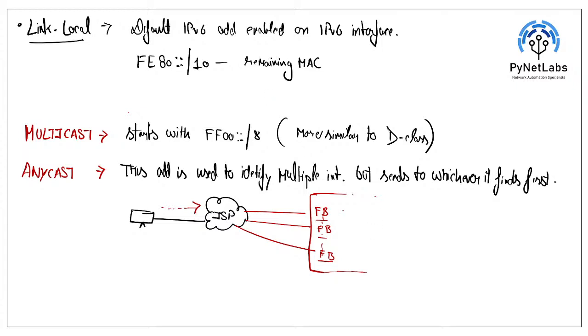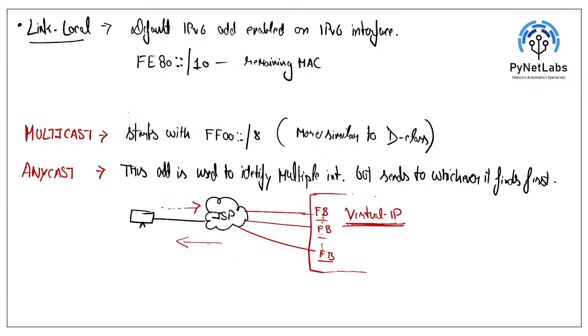And to that cluster we are going to assign one virtual IP. This virtual IP can be an anycast address. It can be your global unicast, or it can be your unique local. So whenever the user is trying to access, with the help of this anycast address, whichever public server finds the packet first is going to reply to the particular PC here as well. So this is what your anycast address refers to.